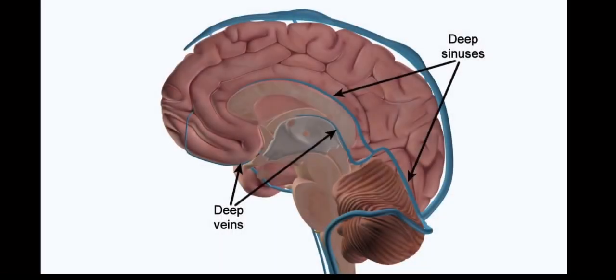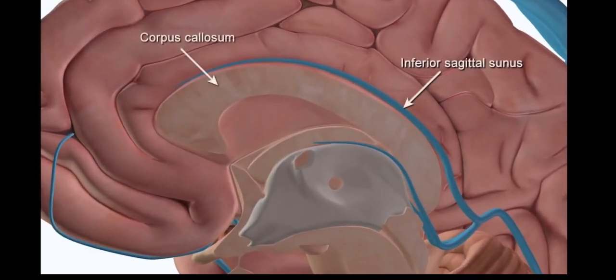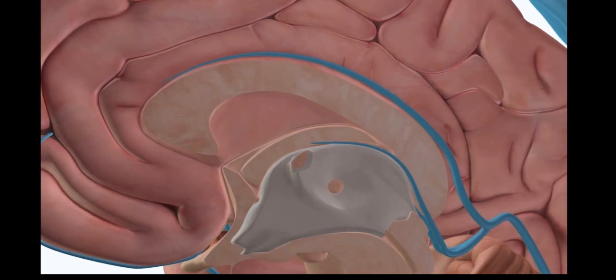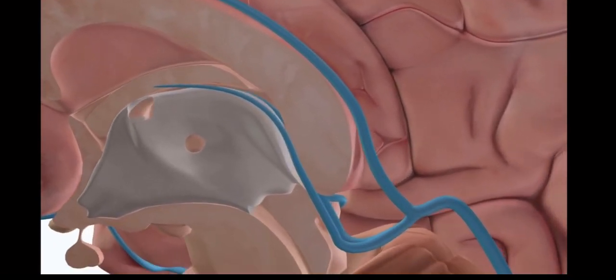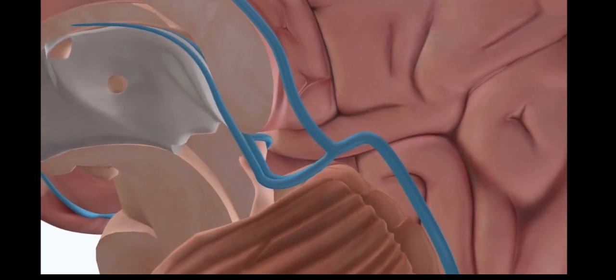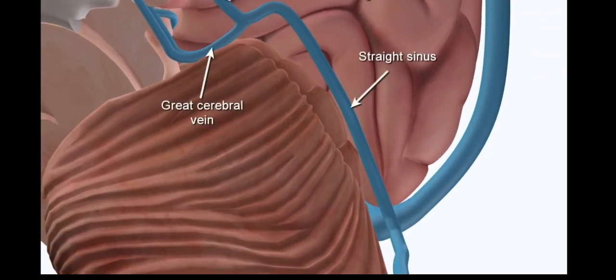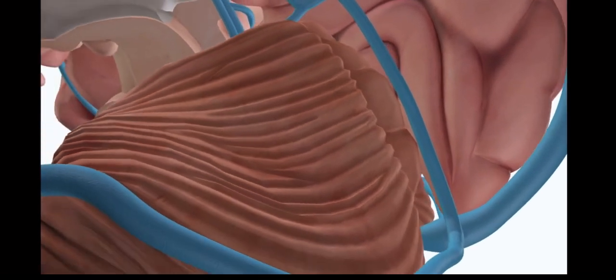The deep venous drainage system also comprises sinuses and veins. The inferior sagittal sinus sits at the base of the longitudinal fissure, along on the superior surface of the corpus callosum, running parallel with the superior sagittal sinus above. The internal cerebral veins run atop the third ventricle, joining below the splenium to form the great cerebral vein. This is also known as the great vein of Galen. The great cerebral vein and inferior sagittal sinus join to form the straight sinus, which in turn feeds the left transverse sinus at the confluence of the sinuses.